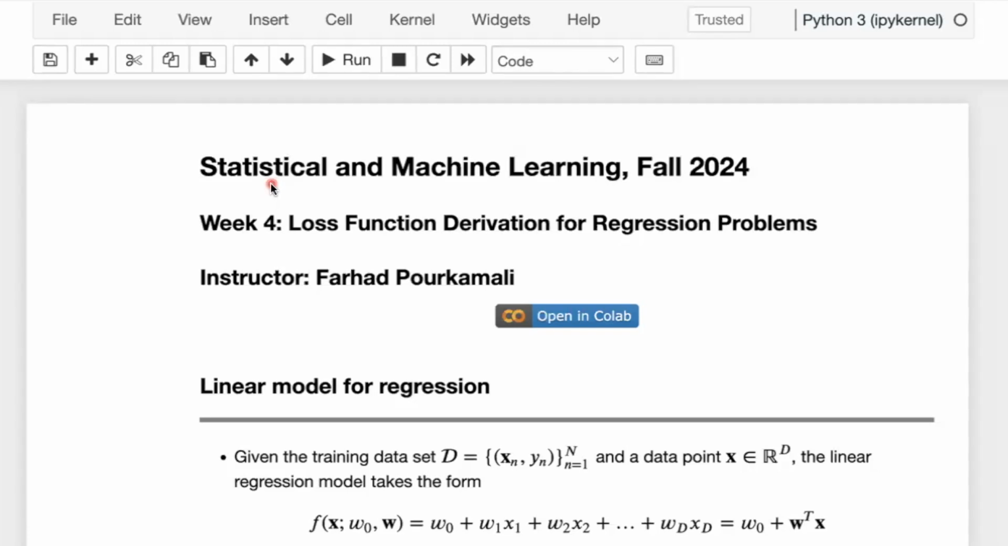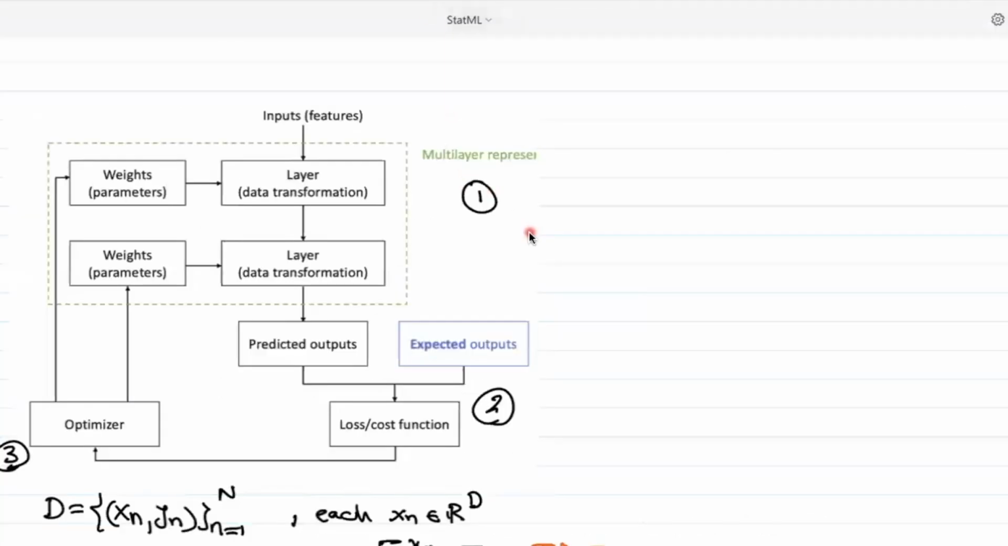parameters to minimize errors. To put this in a simple context, recall this diagram that we have for a general machine learning algorithm. We typically start with the input features. We go through some data transformation to get some predicted outputs. So you can think of these as a function of input features. On the other hand, we do have access to expected or true outputs.